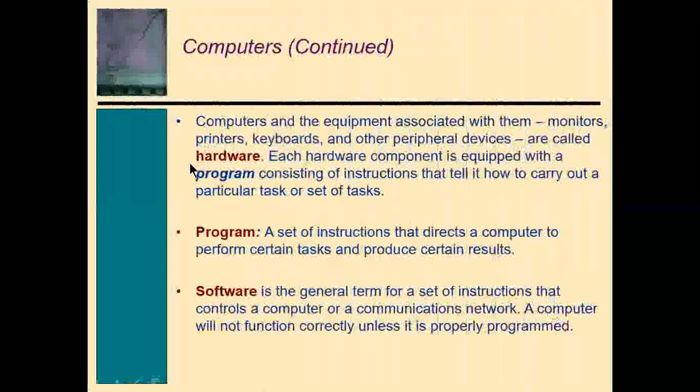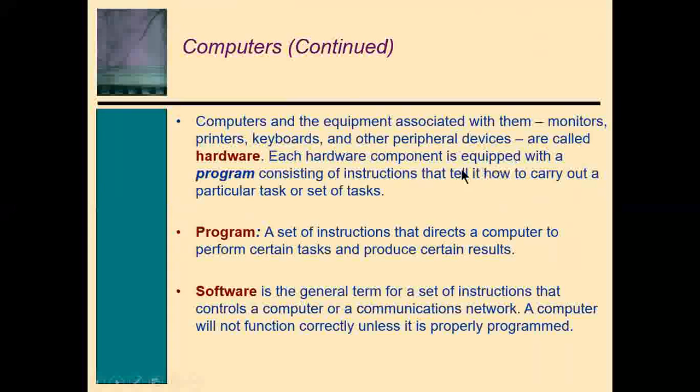Okay, so computers also have hardware, programs, and software. Hardware is anything that is physical, that you can see and touch. A program is just a set of instructions that directs a computer to perform certain tasks. Then software is a general term that we use for all programs that a computer uses. So, mathematically speaking, software is a superset of the program. The program is a subset of it.